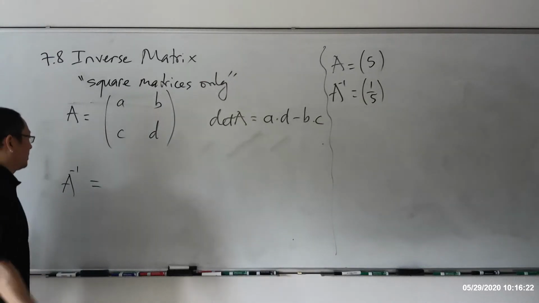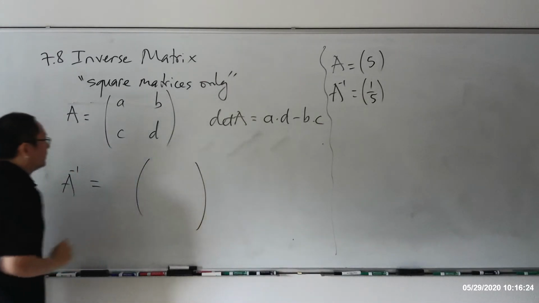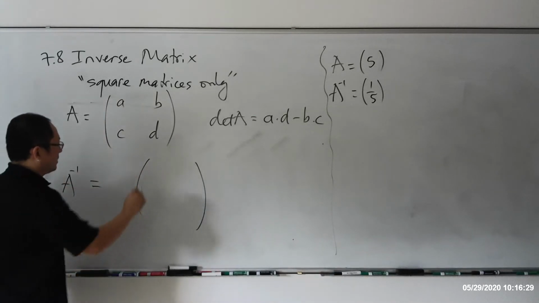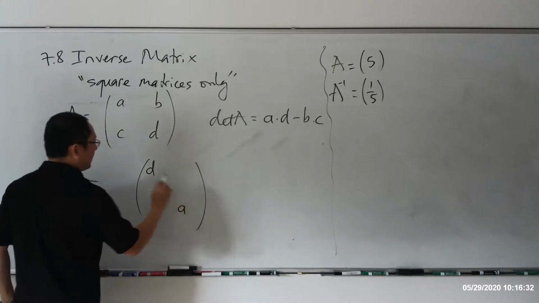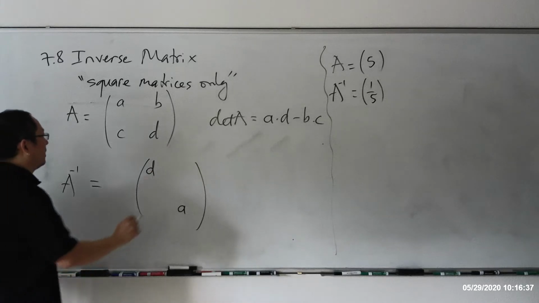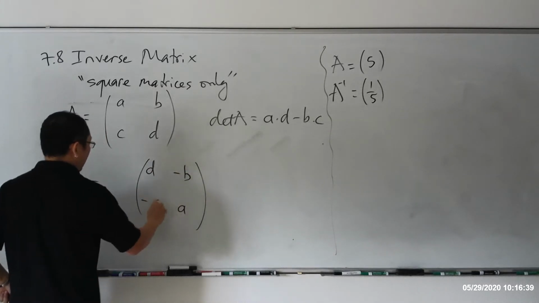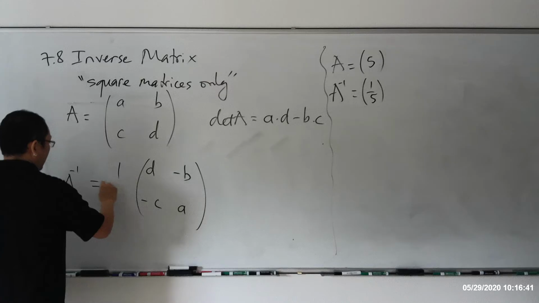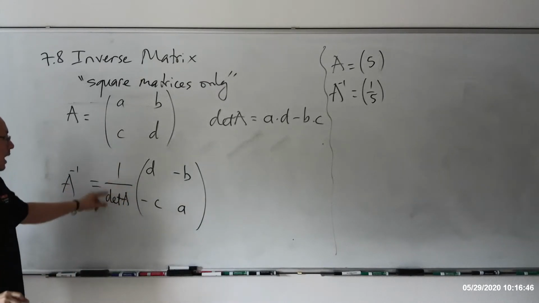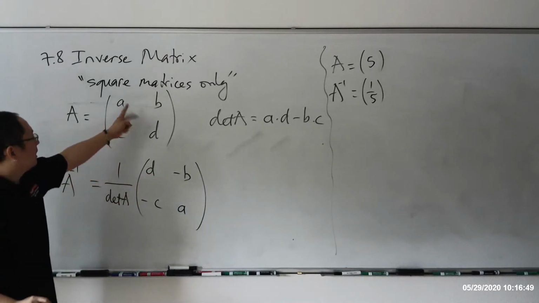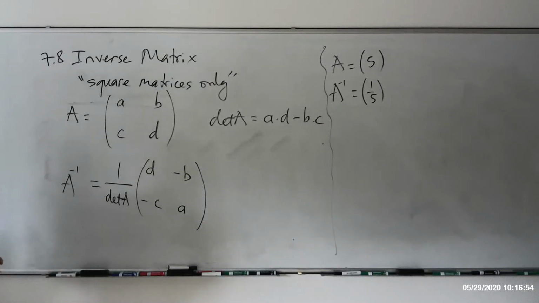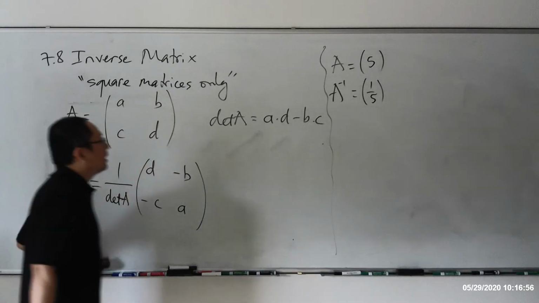And the inverse matrix of A is this. With the matrix A, what are you going to do? Interchange the position of A and D. So D is going to be up here, A is going to be down here. And then B and C, you keep in the same position, but you change the sign. So negative B up here and negative C down here. Everything you multiply by 1 over determinant of A. Okay? This is a number, so a scalar times this matrix. One more time, interchange A and D, change the sign of B and C, multiply by 1 over determinant of A. You have the inverse.